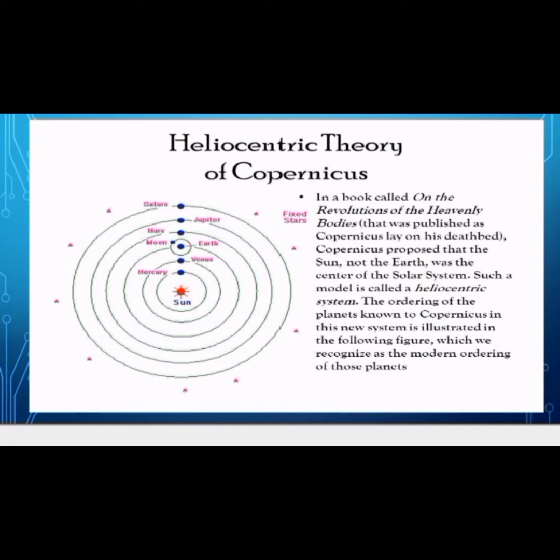Copernicus proposed that the sun, not the earth, was the center of the solar system, a model called the heliocentric model. The ordering of the planets known to Copernicus in this new system is illustrated in the following figure, which we recognize as a modern ordering of those planets.